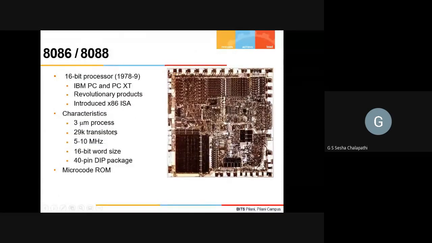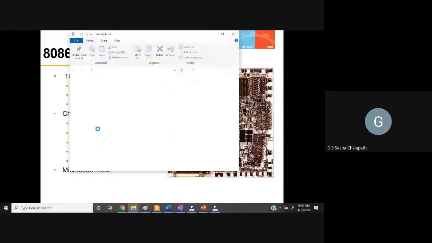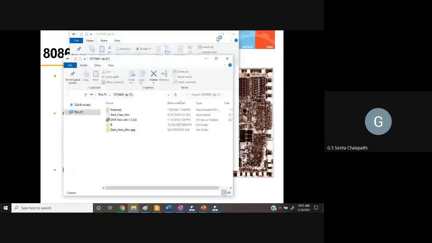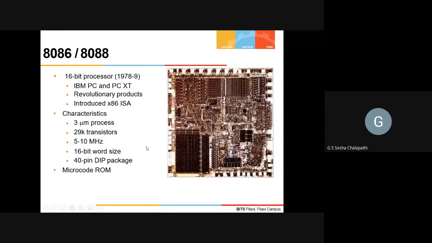The word size here now became 16-bit compared to 8-bit before, right? So now it became a 16-bit processor. However, the package is still a 40-pin DIP package, and it used what is known as microcode ROM. What is meant by microcode, we'll come to it in due course of time.